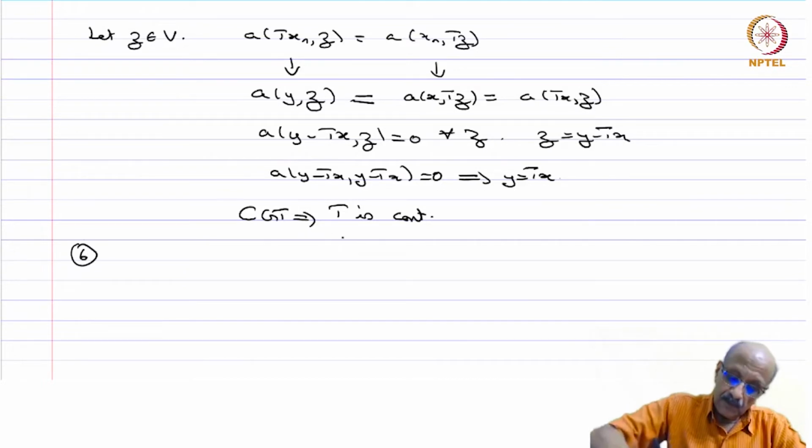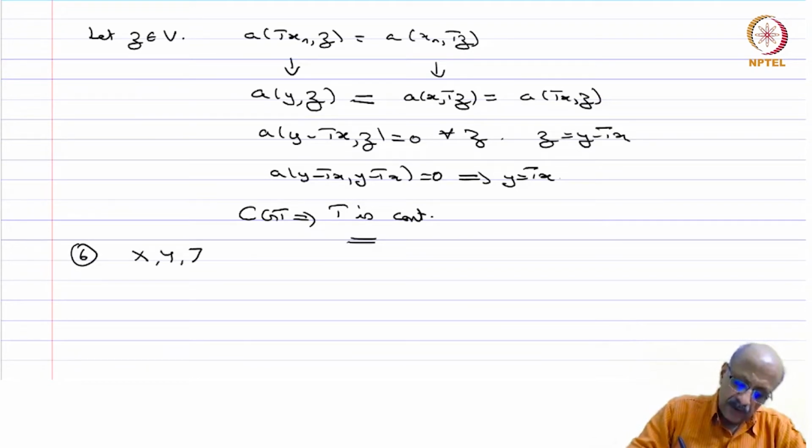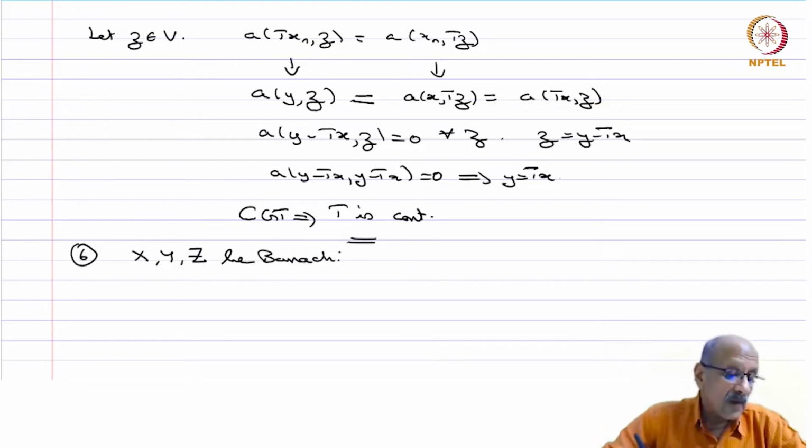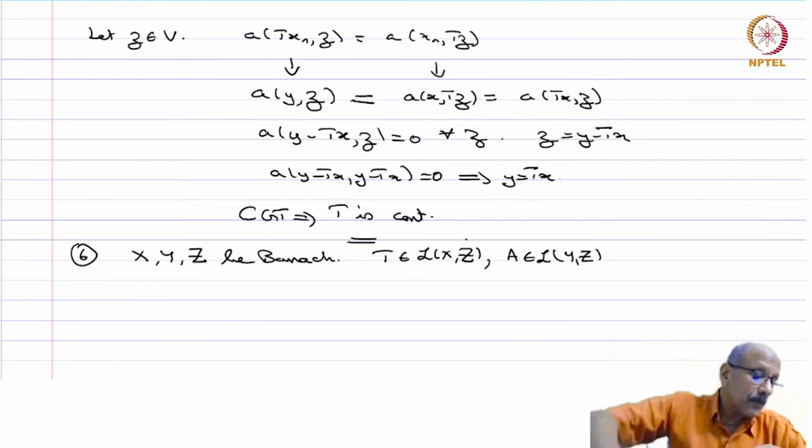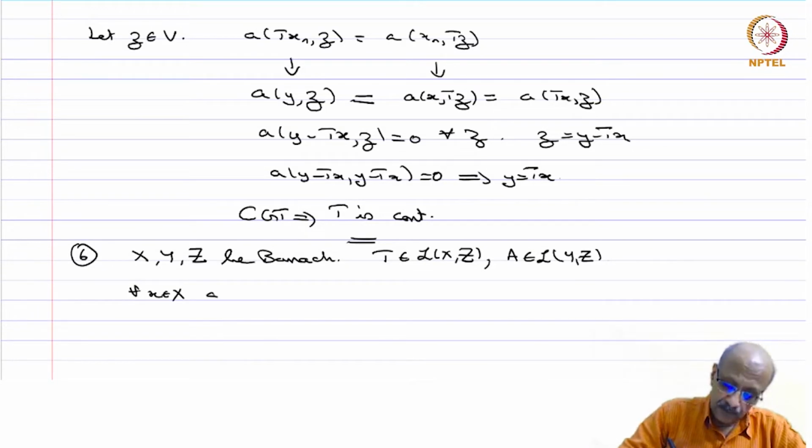6. Okay. So let X, Y, Z be Banach, and T a continuous linear operator from X to Z, and A a continuous linear operator from Y to Z. For every x in X, assume there exists a unique y in Y such that Ay equals Tx.